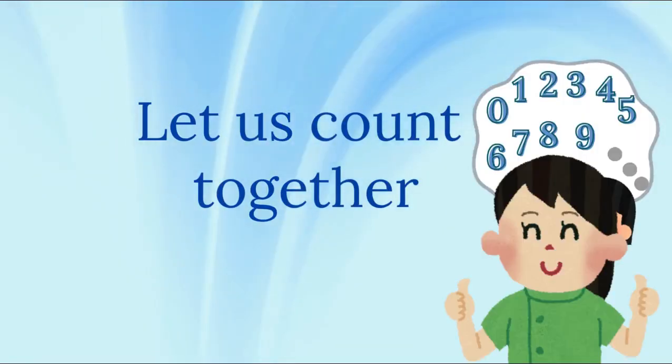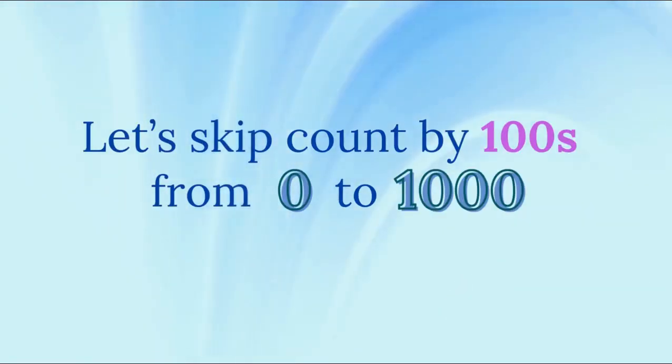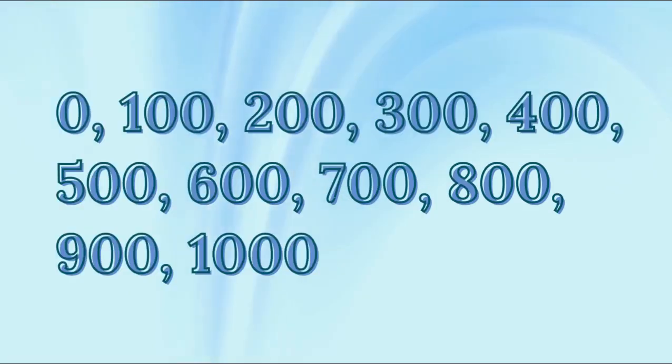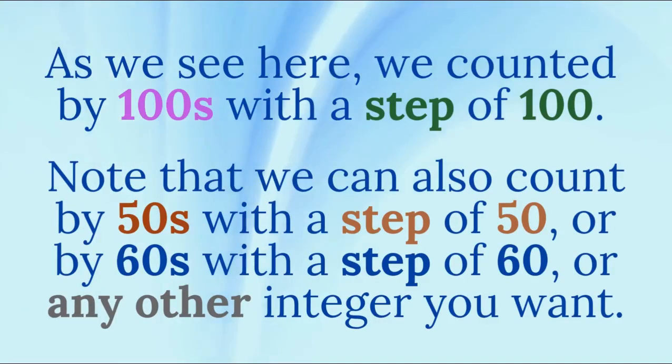Let's count together. Let's skip count by hundreds from 0 to 1,000. 0, 100, 200, 300, 400, 500, 600, 700, 800, 900, 1,000. Well done! As we see here, we counted by hundreds with a step of 100. Note that we can also count by 50s with a step of 50, or by 60s with a step of 60, or any other integer you want.